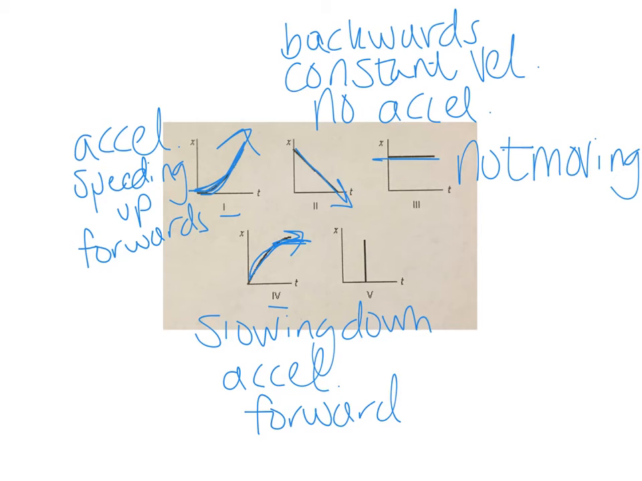All right. And then graph number 5 is just there to trick you. You will not have a vertical line, which is why we never did them in notes. So that is just trying to show you that you're changing position in the same instant of time, which is not possible. So it's just there to mess with you.